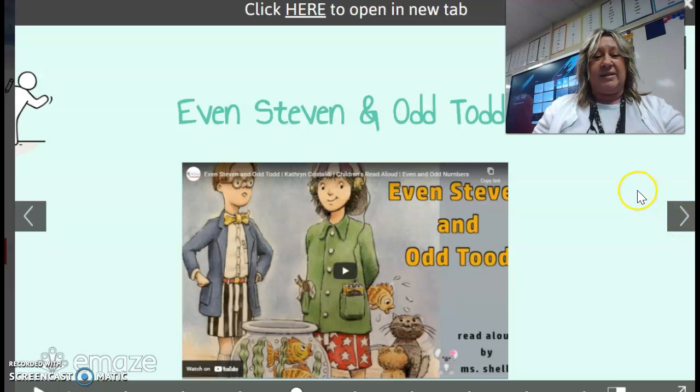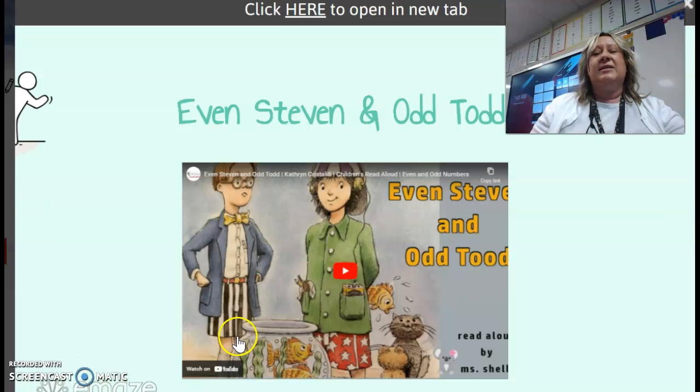This is our book, Even Steven and Odd Todd. And it just talks about this guy here. His name is Even Steven. And he likes everything even. He's nice and tidy. He likes 2. He likes 4. He likes 6. Everything's well put together and everything has a schedule.